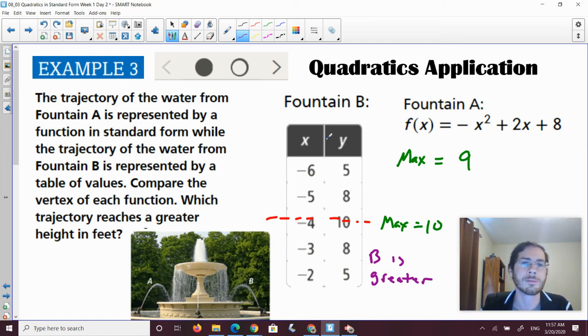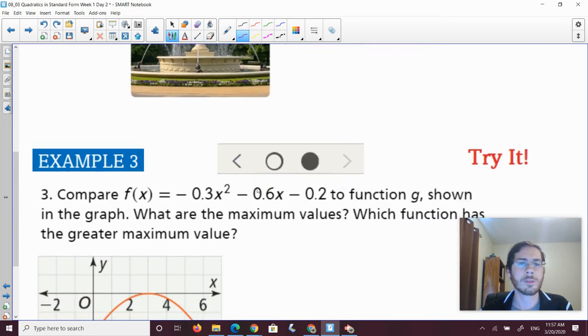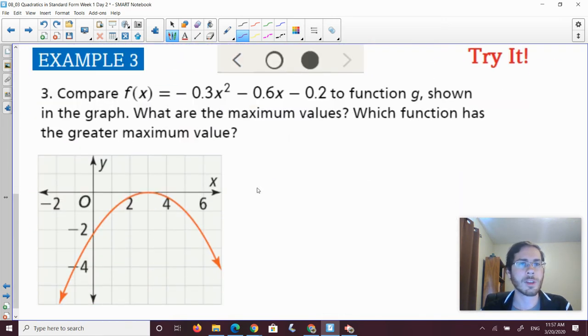But according to our table and our equation, our function, B is going to have a greater trajectory, 10 feet versus 9 feet. All right, for the try it, it's pretty much the same thing, except this time they gave us the graph, so we have to again find out which one has the greater maximum value. Well, here, since we are given the graph, we can tell the maximum value is at 0. That doesn't seem like it's very big, but the other one could have a negative maximum, and then we would have to pick this one. So we're going to graph it, and we're going to find out.